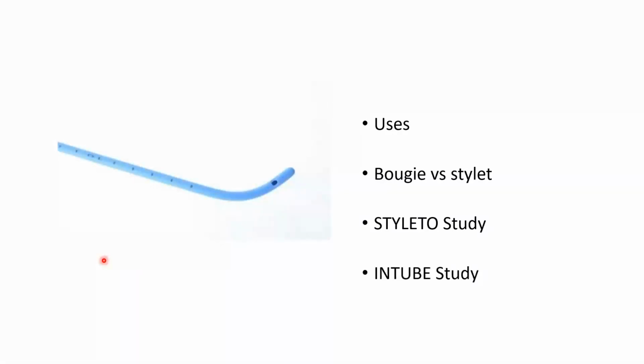Anybody about the intubation study? Now we are talking about intubation. What did this study look into? Just a brief. Arpita?